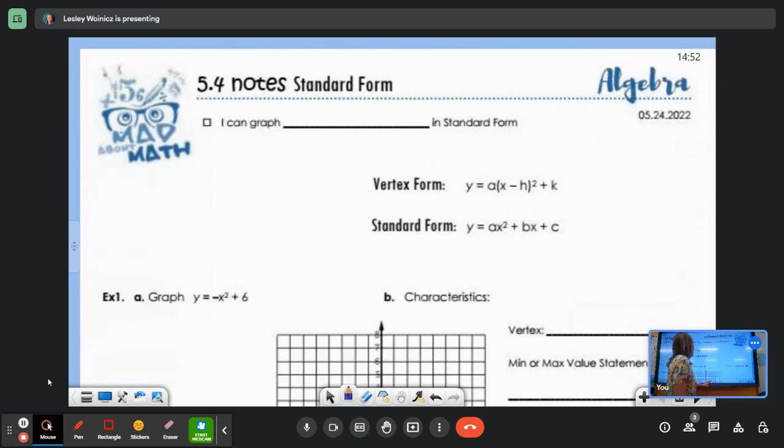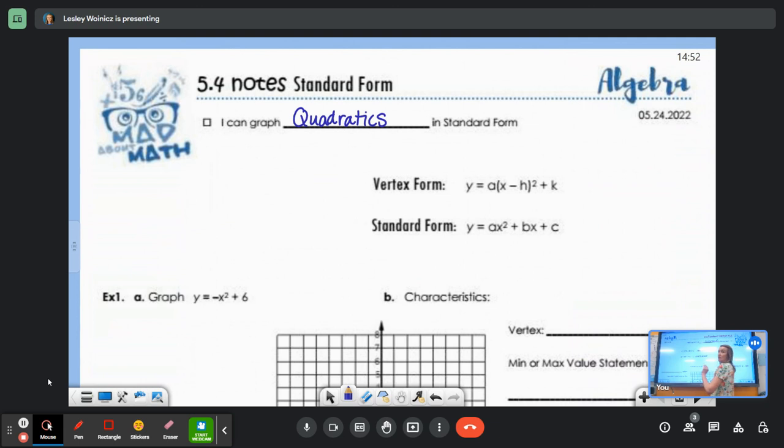So we are going to be graphing quadratics in standard form. For the last 2 days, we've been doing vertex form. And in vertex form, we can see our A, H, and K, which tell us all of our transformations.